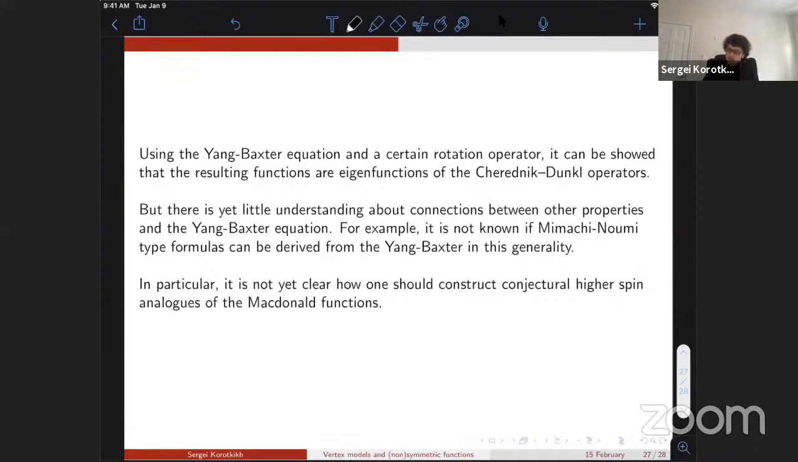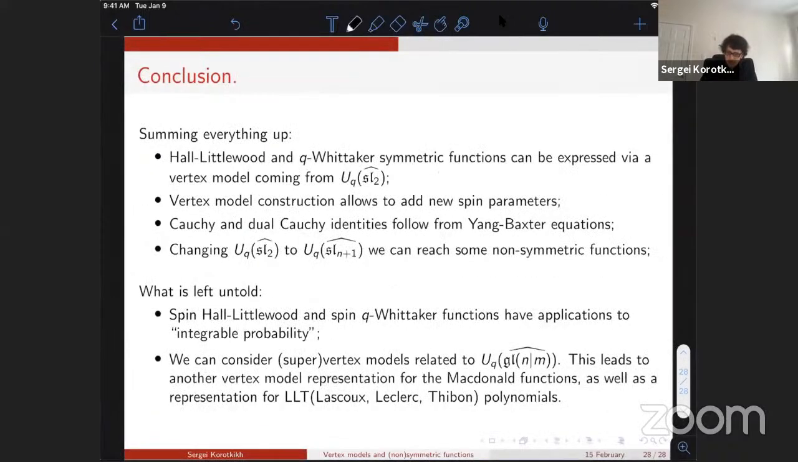So that's basically everything I wanted to talk about today. So let me just sum up what I described during this talk. Some symmetric functions, namely Hall-Littlewood functions and Queue-Whittaker functions, can be described in terms of vertex models, which can come as generalizations of the six-vertex model, or alternatively can be seen as vertex models with weights coming from quantization of the affine sl2 algebra. And this vertex model construction allows us to prove various combinatorial properties of these two families of symmetric functions. And in addition, it allows us to construct more general analogs of these functions, which I call spin analogs of these Hall-Littlewood and Queue-Whittaker functions.